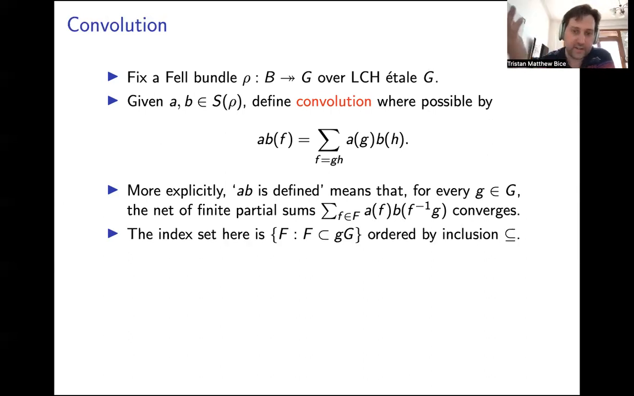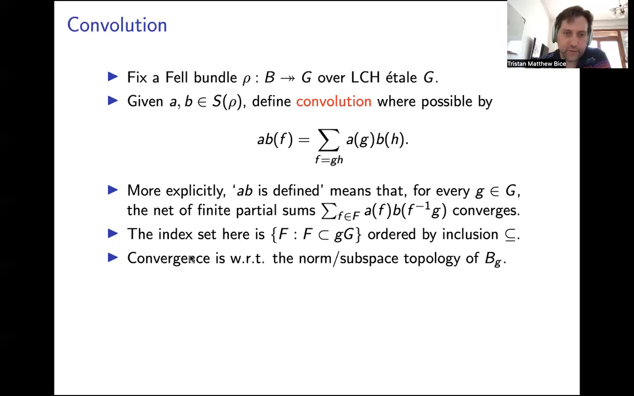Well, I mean converge as a net. The net here is indexed by finite subsets of G, little g, big G. These are just finite subsets whose sources are always exactly the same as the source of little g. And the ordering here is just inclusion. Actual inclusion, not reverse inclusion like we were doing at some point before. Convergence is with respect to the norm topology. But as we know, this is exactly the subspace topology of that fiber. That was one of the first elementary facts that we proved.